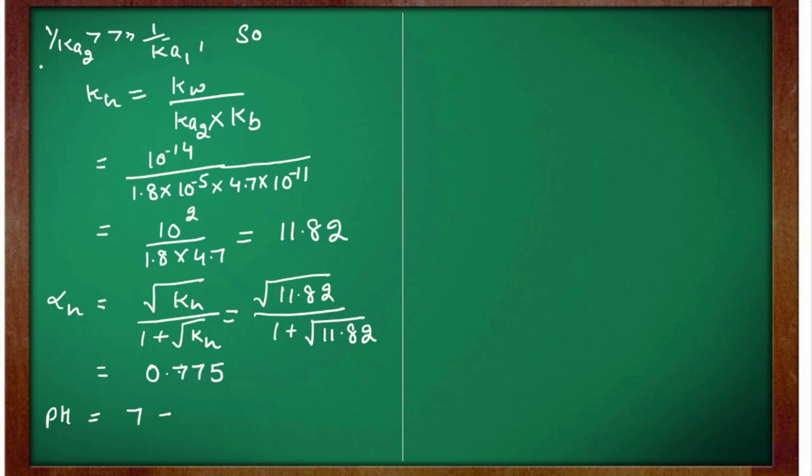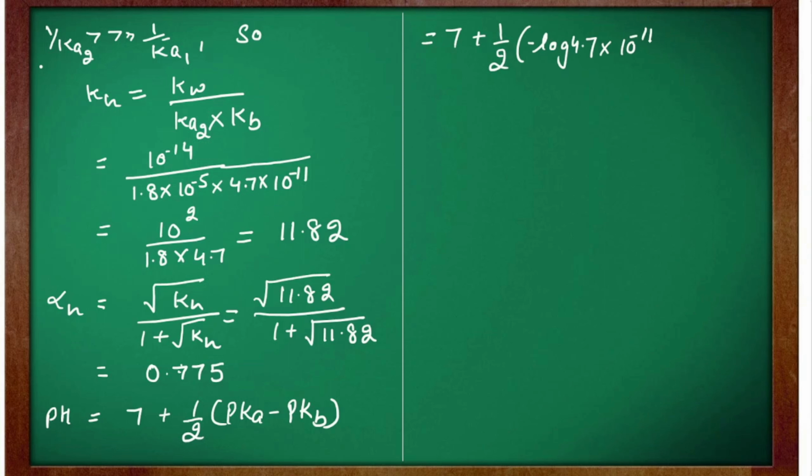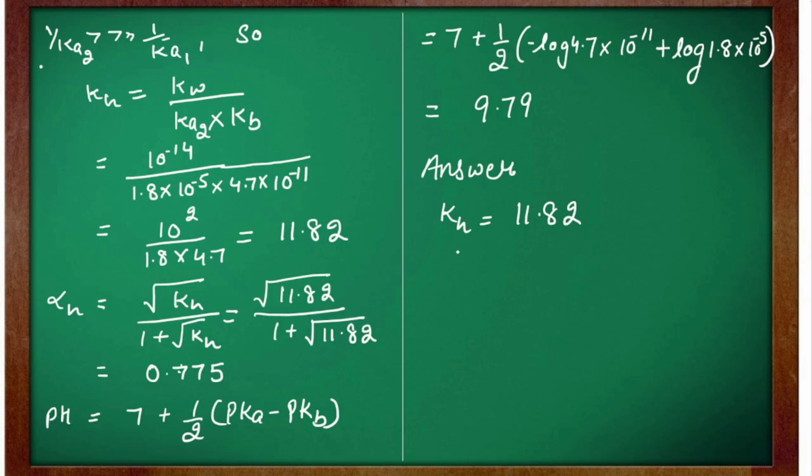pH value is equal to 7 plus half of pKa minus pKb. By putting the value of Ka2 and Kb, pH value of ammonium carbonate is 9.79. Answer: Kh equal to 11.82. Degree of hydrolysis equal to 0.775. pH value equal to 9.79.